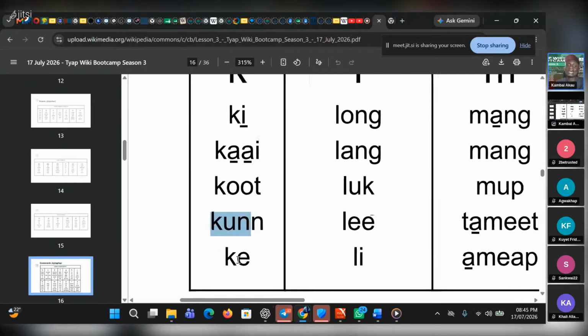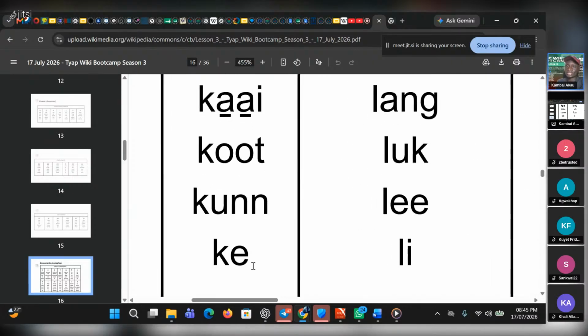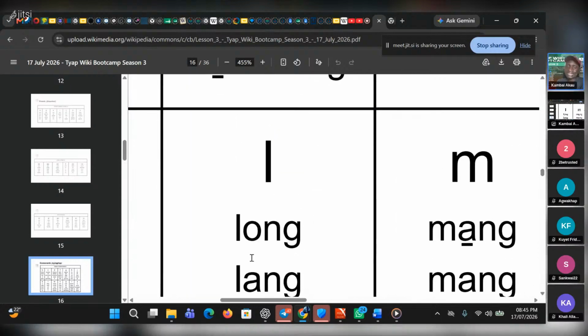K is or. K is also like, I don't know whether it has an English equivalent. And I ngwake ngwake ngwana. I don't know how to say it in Tiap. So this one actually has different meanings, but that's the k sound.